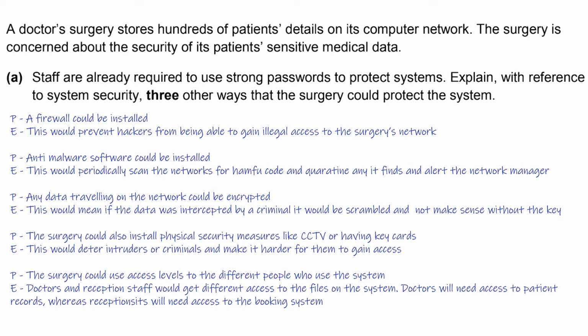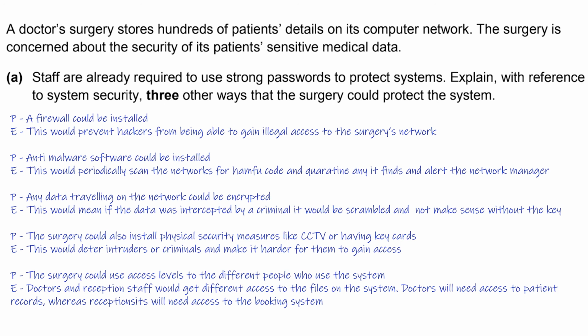So there are lots of different things that you could talk about in your answer, but you need to explain 3 of them. Now, obviously we can't talk about strong passwords because it's already given us that as the possible answer. So what we need to do is choose 3 other ways. So we could talk about firewalls or anti-malware. We could also talk about making sure that the data is encrypted. We could talk about physical network security measures. We could also talk about user access levels.